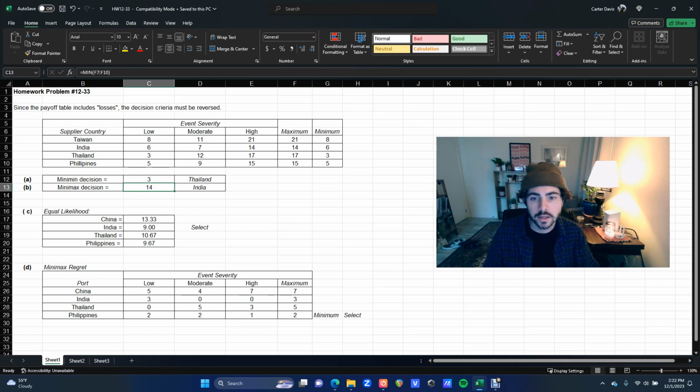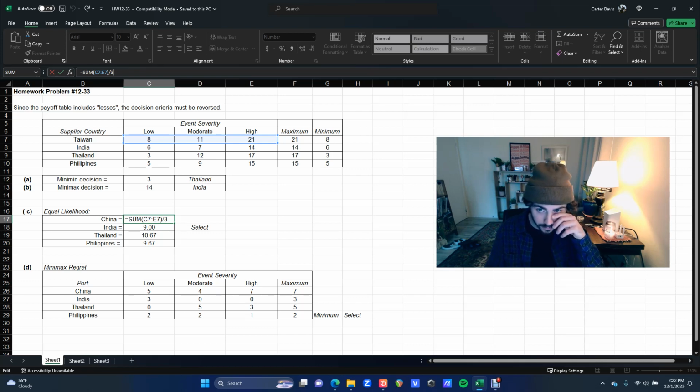Equal likelihood, there are 3 columns here. We could either have low, moderate, or high event severity. So what we do is basically the sum product, or I guess it's just this times 1/3 plus this times 1/3 plus this times 1/3, because there are 3 things split equally as 33%. So how do they do it? They do, I guess that works too. Is that the same thing? Oh, that's kind of interesting. Yeah, it's the same thing, just written kind of funny. Okay. Never thought about it like that.